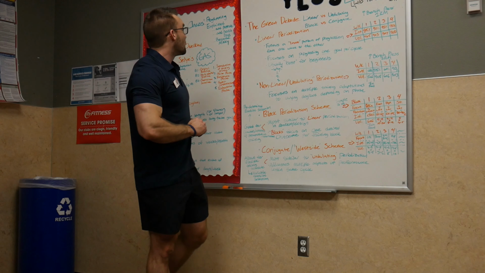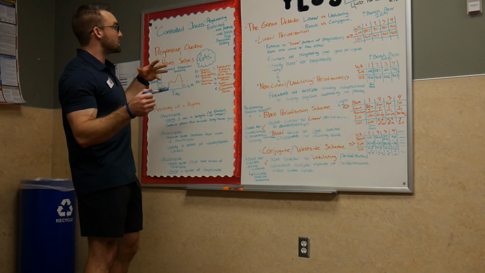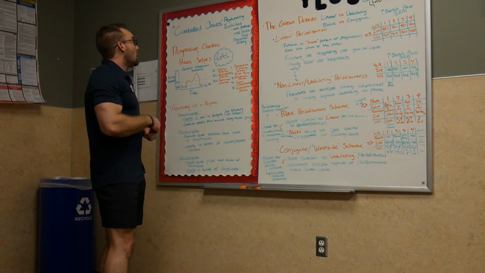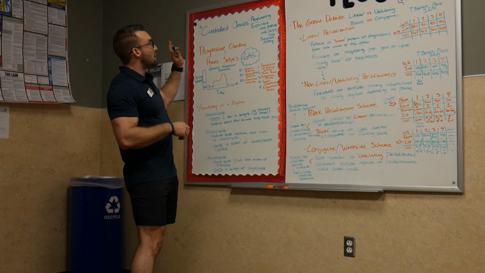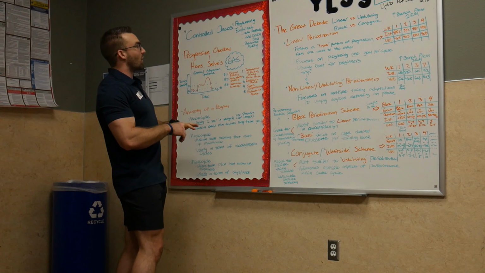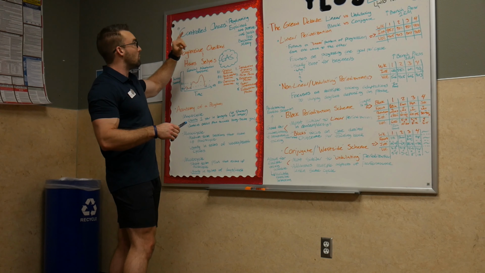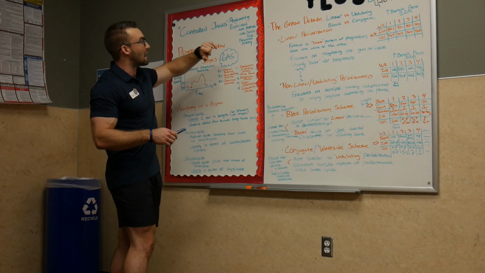All right, team. So today is another trainer talk. Today, Mikey wanted to go over programming explained. So the title of this lecture is going to be Controlled Chaos. As you can see by the whiteboard, it kind of ties in because there's a lot that's going on, and we're going to try to explain programming.